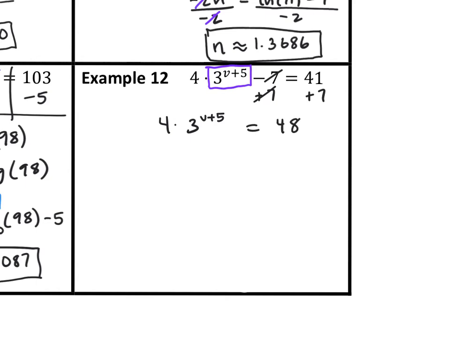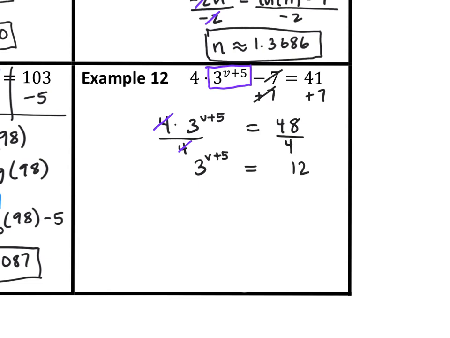And then how do you get rid of the 4, right? What's the opposite of multiplying by 4? Dividing by 4. So 4 divided by 4 cancels. And so we have 3 to the v plus 5 equals, what's 48 divided by 4? It's 12. Oh, actually, let me leave some space here, but it is 12.